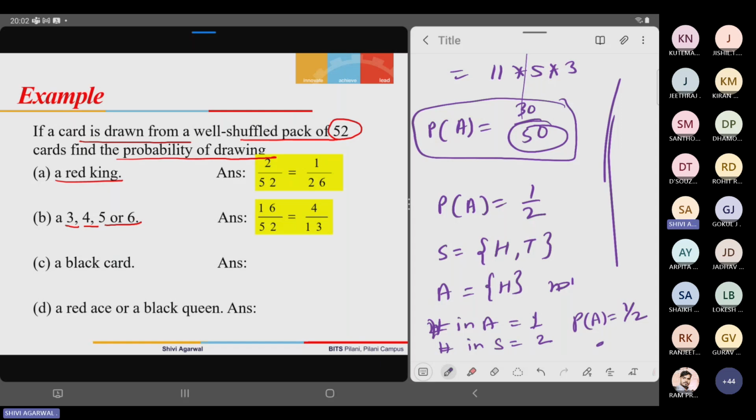Black card. Correct, Mr. Malay. How can we say 1 by 2? There are 26 black cards and 26 red cards. So the favorable cases are 26 by 52. Next: a red ace or a black queen.